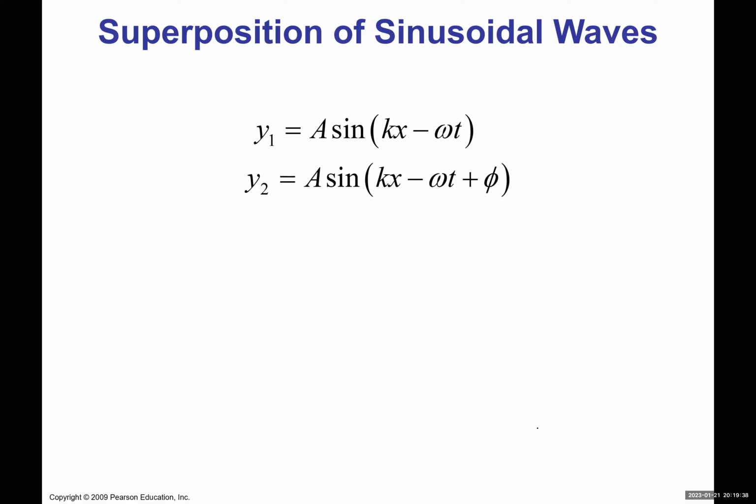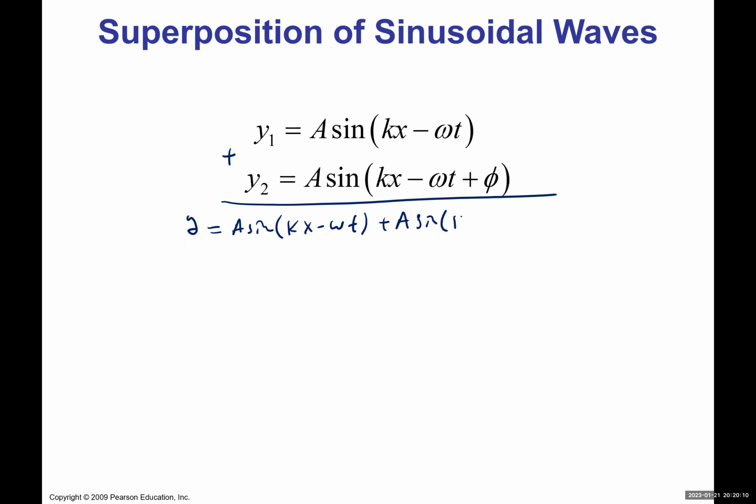When they get to point Q, they combine to create another wave. It's basically a superposition wave, so we're just adding them together to get this wave Y. So Y equals A sine(kx minus omega t) plus A sine(kx minus omega t plus phi), where phi is the phase constant. Basically we're adding two waves together.